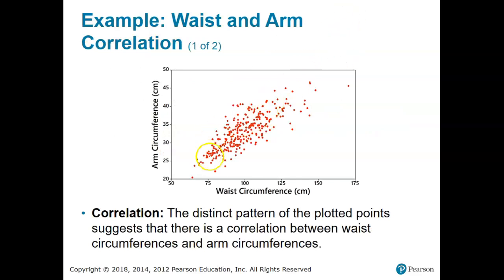So this is something that you might see as a scatter plot. This particular one is showing the correlation between waist circumference and arm circumference. So if we look at this, we're looking for patterns within these points. Here, the correlation is the distinct pattern of the plotted points. If it does kind of line up in a line, and by a line, it's not going to be like a straight line. I've heard it referred to as more cigar shaped. If you could draw a circle around it and it looks kind of like a cigar, then that's going to be an indication that it's linear in nature.